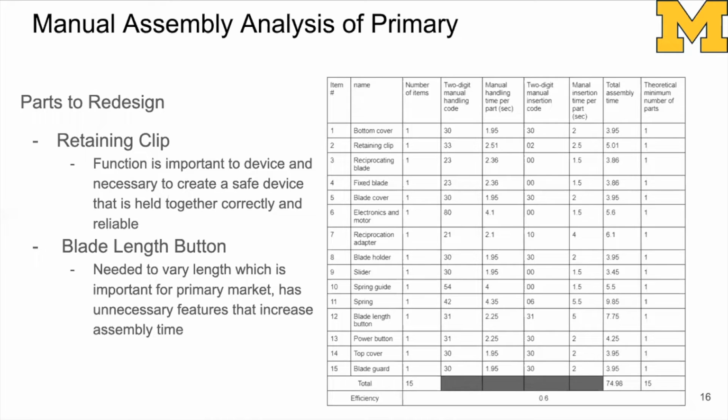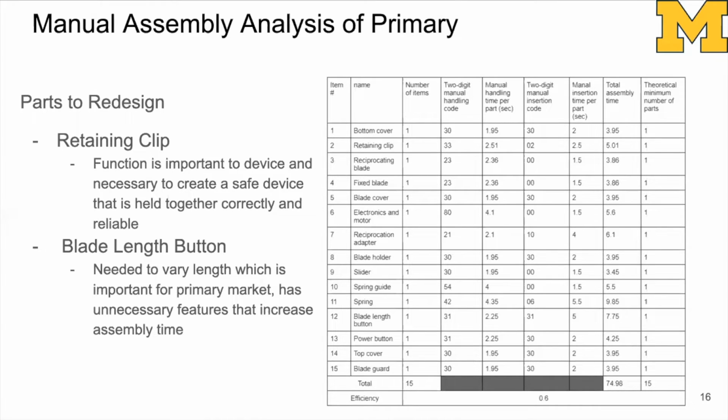Here's our manual assembly analysis of the primary product. You can see the assembly times are calculated for all 15 parts, and there's a total time and our efficiency. The chosen parts to redesign are the retaining clip and the blade length button. They had longer assembly times.